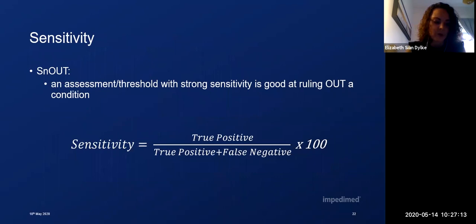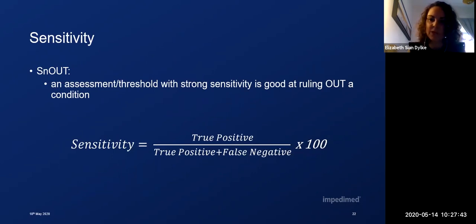A good way to remember what a test with good sensitivity is best at is the expression SNOUT. So a test with good sensitivity helps us rule out a condition from being present. Therefore, when it comes to evaluating things like a screening test, we are okay with some false positives, as a positive result on a screening test is just an indicator that further assessment is necessary. It does not diagnose someone with a condition.